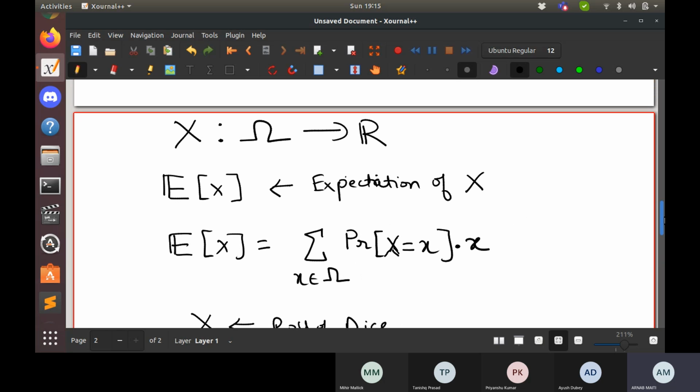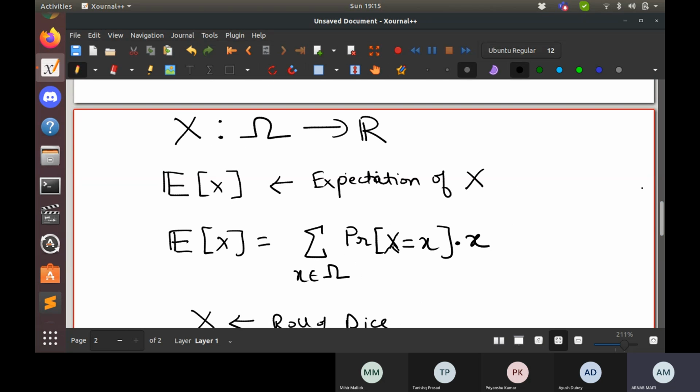Is the definition of expectation clear? Or is there any query? No, it is clear. Okay.